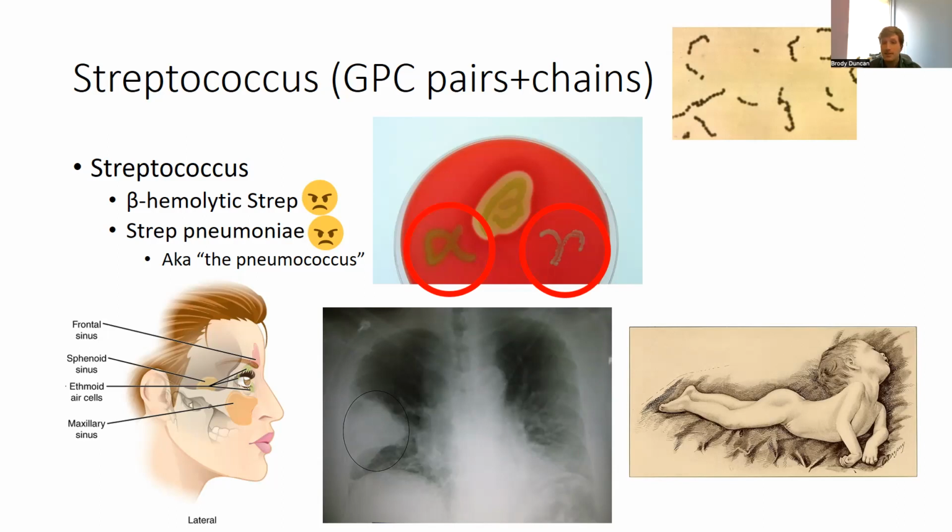Here on the right, we have a picture of a child kind of from a pre-antibiotic era who has bacterial meningitis, and this is commonly caused by strep pneumo. We do have effective treatments and vaccines for strep pneumo, but it's still very common. So this is definitely an organism that you guys need to be aware of.